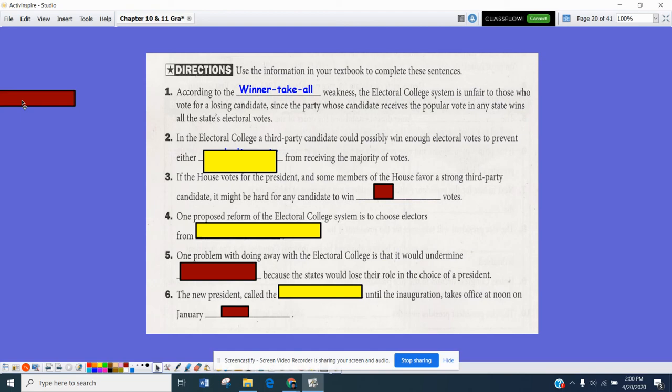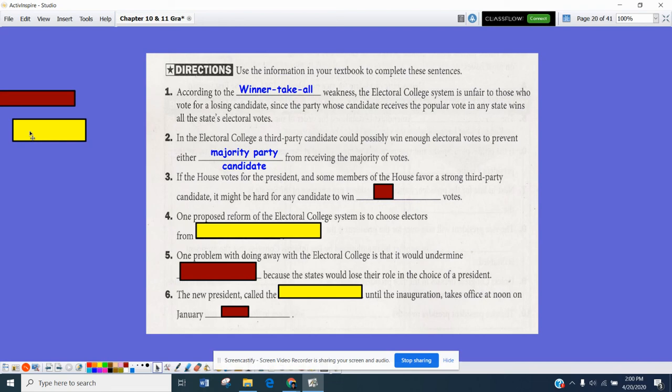And there are some people that think that winner take all is not necessarily a great thing. That's one of the reasons why in Nebraska we've dropped that idea and have adopted this idea that we assign these votes based on the congressional districts. Anyway, with the Electoral College, a third party could possibly win enough electoral votes to prevent either majority candidate from receiving the majority of votes. It could happen. We haven't really seen it in recent years, but it certainly would bring a little more excitement to the whole election process if we had a third party candidate that could divide the votes a little bit.